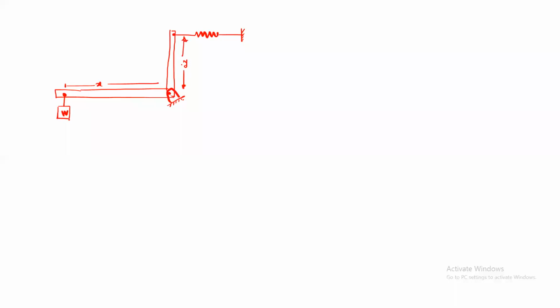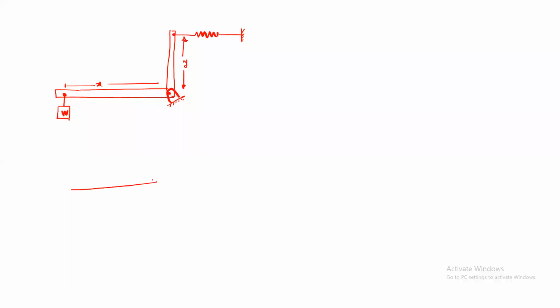So this is the original arrangement. When we apply the weight W, immediately this bell crank lever will change its orientation, and it will get oriented in this direction. So basically, this bell crank lever is tilted in the anti-clockwise direction.